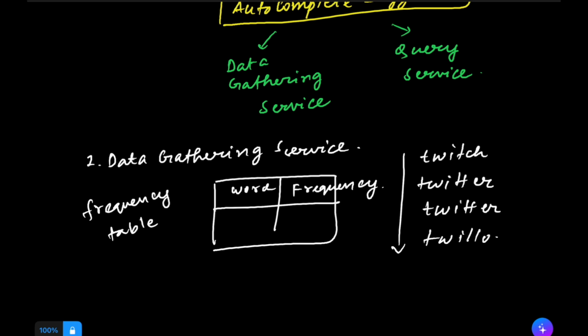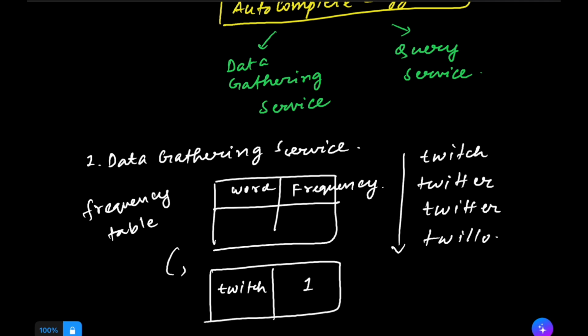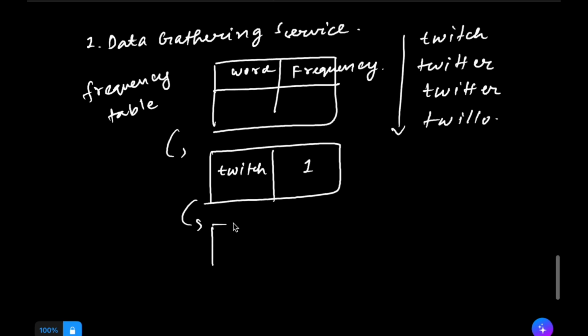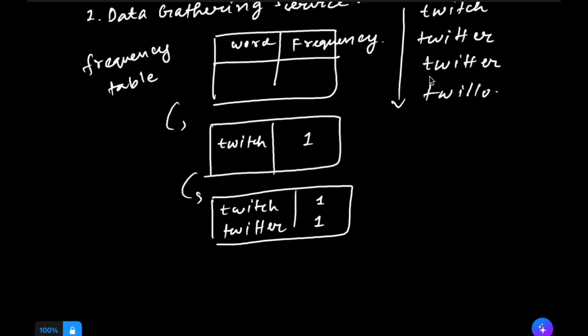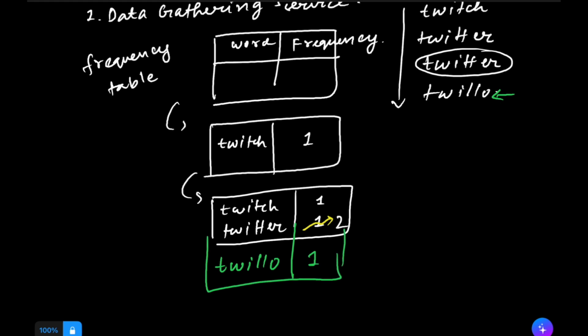Initially it's empty. Whenever Twitch is searched, we have an entry with the value 1. Whenever Twitter is searched, we have another entry. Twitch was already present, and we have Twitter, so these are 1 and 1. Whenever we again have Twitter, this value is updated to 2. And now let's say we have Twilio. Since this is not present in the frequency table, we will have another entry, with the value 1. In this way we gather the data and store it in the frequency table.